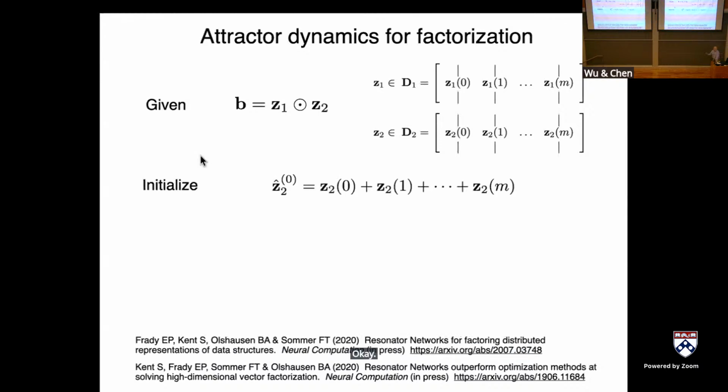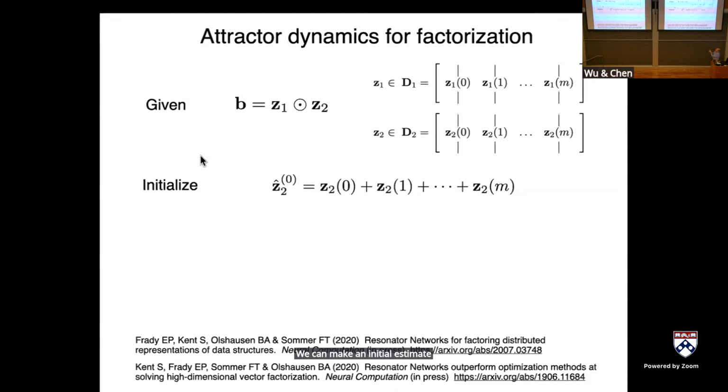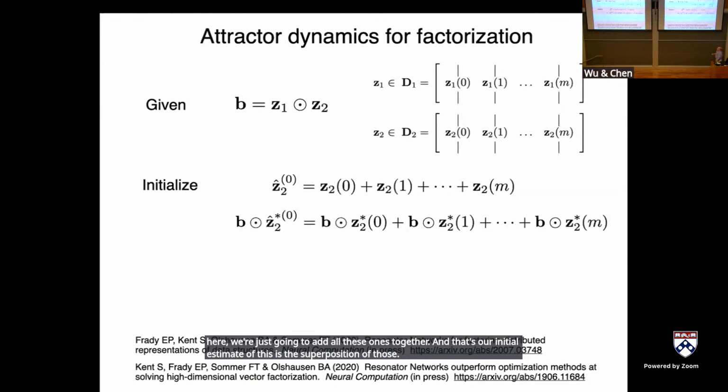Okay, so in general, factorization problems such as this are hard problems. They're in the class of combinatoric optimization problems. But here, there's a very efficient solution, since we're optimizing over essentially a very low dimensional manifold in this high dimensional space. We can make an initial estimate for that z vector that is simply a superposition of all the possible choices. Okay, so let's just say this one here, we're just going to add all these together, and that's our initial estimate, the superposition of those. And now it stands to reason that a good initial estimate for z1 would be to take this vector b and divide it by our estimate for z2.